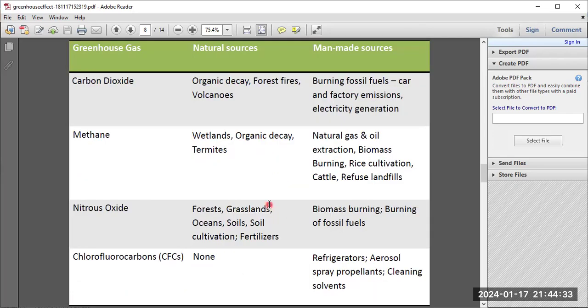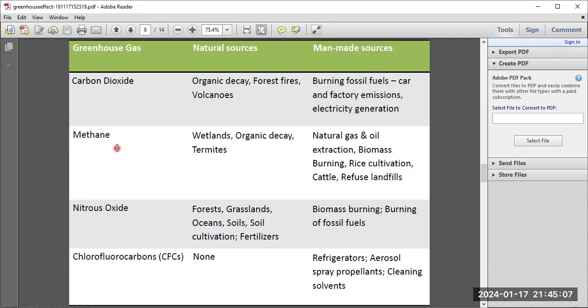Here we can see carbon dioxide. The natural sources of carbon dioxide are organic decay, forest fires, and volcanoes. We do not have total control of these factors, so we cannot control this source. But we can control the man-made sources, which are the burning of fossil fuels, car and factory emissions, and electricity generation. We can control this source of carbon dioxide.